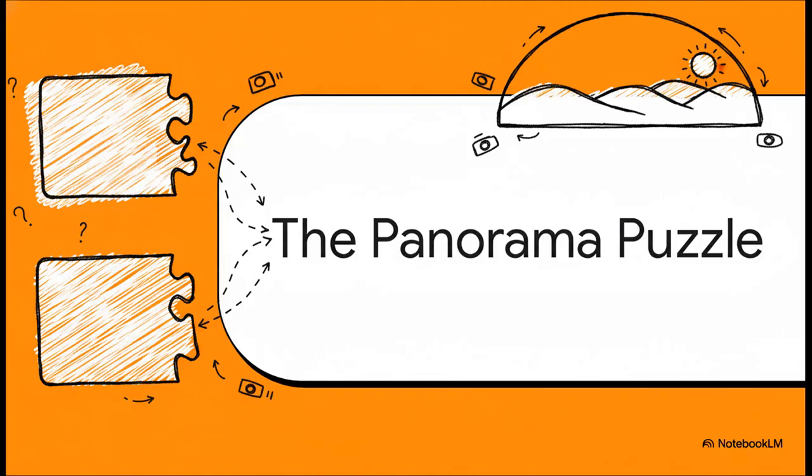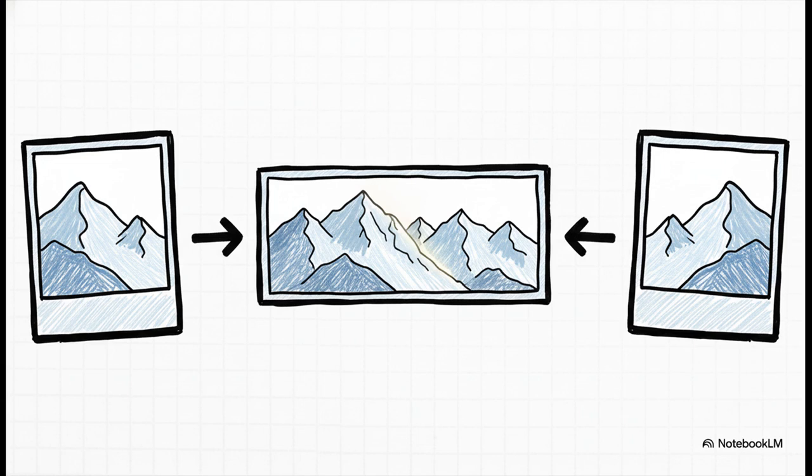Let's start by framing this as a puzzle. We can call it the panorama puzzle. At its core, the problem is this. How in the world do you teach a computer to look at two different, overlapping images and line them up perfectly?